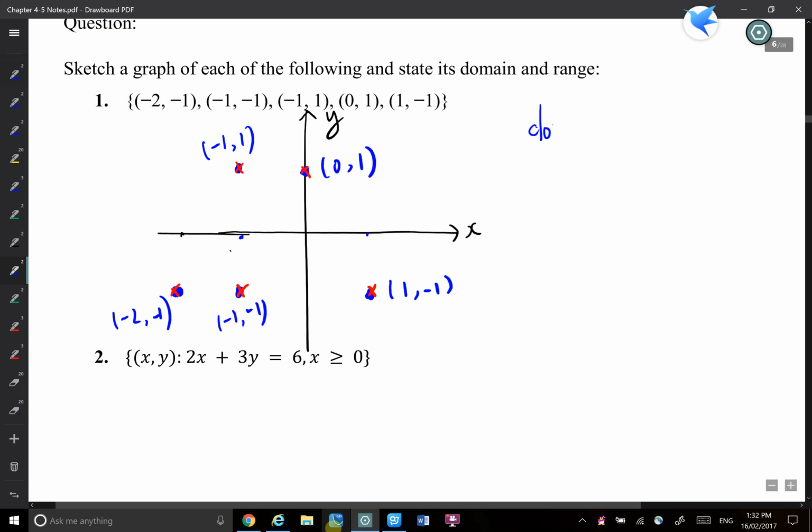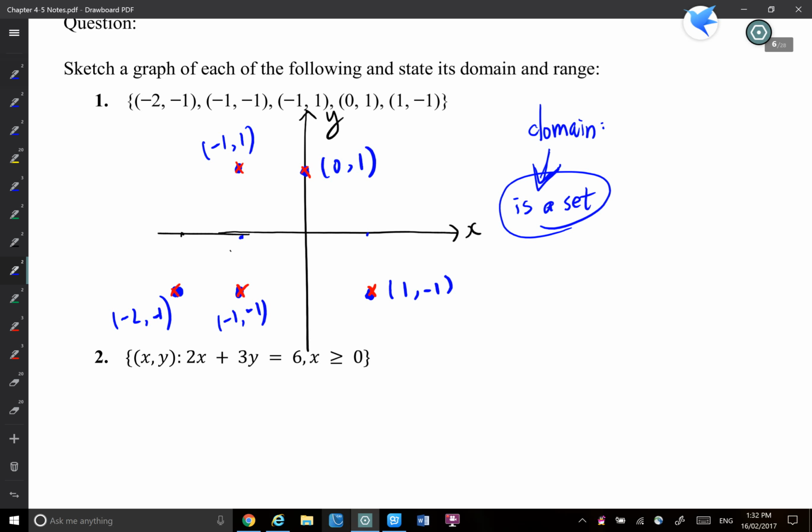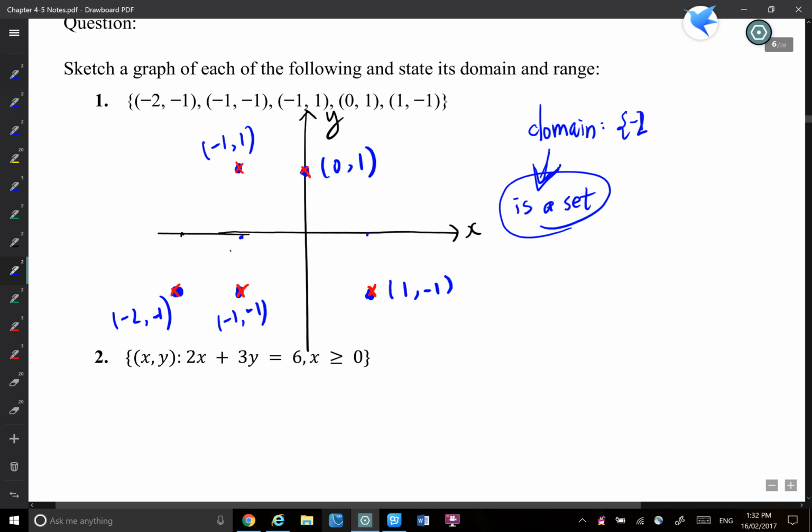So what is the domain? Remember, domain is a set. You must use set notation to talk about that. What are the x values you have? -2, -1, 0, 1. Okay, 4 points. So what I will write is {-2, -1, 0, 1}.